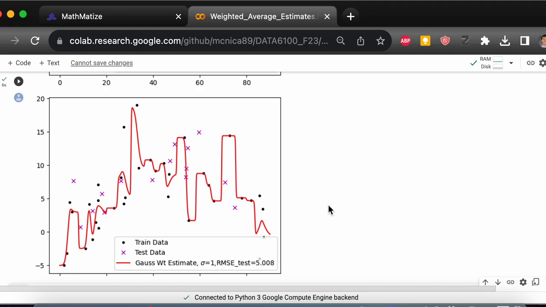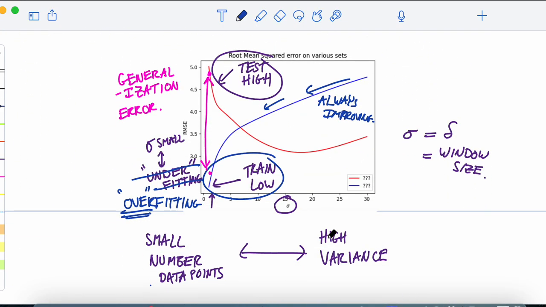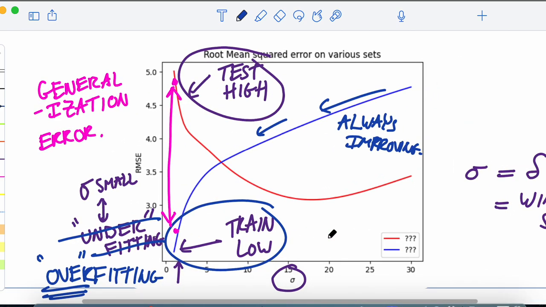On that graph, you know the point where the test and the train graphs meet? Does that point signify something? Yes, so that's a fantastic question.